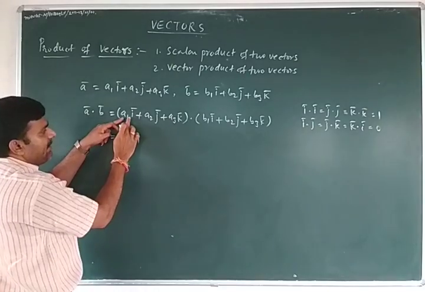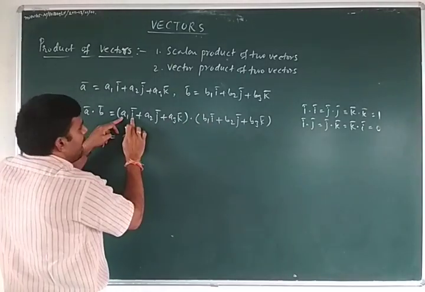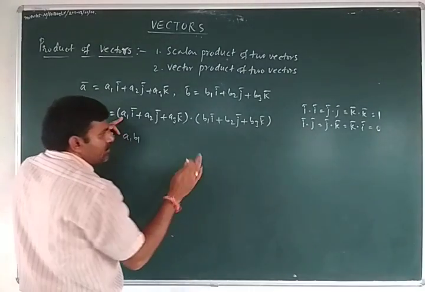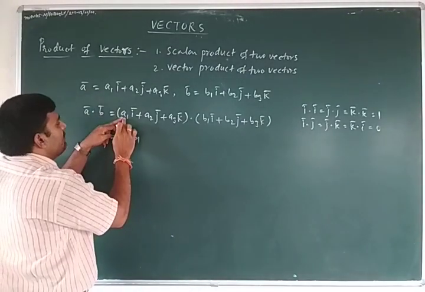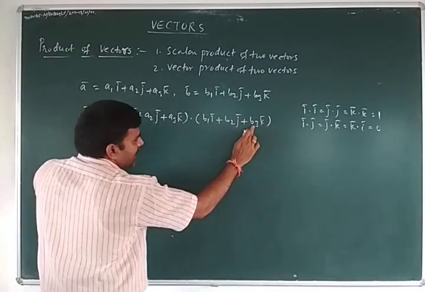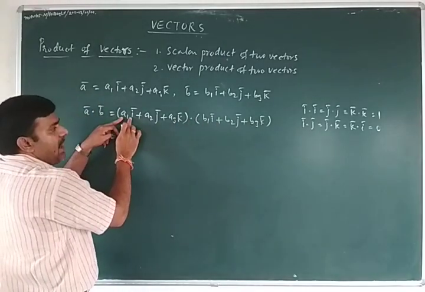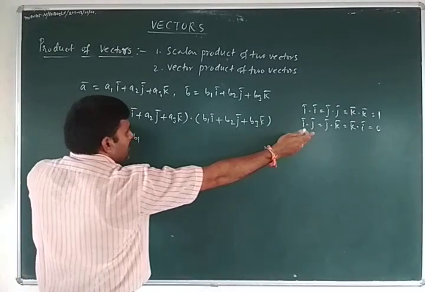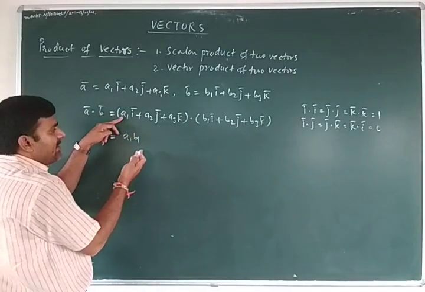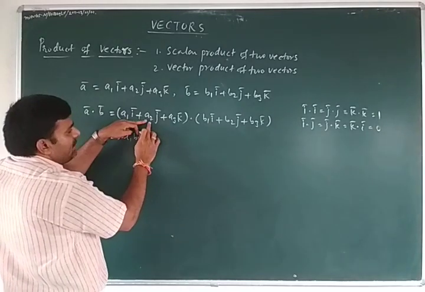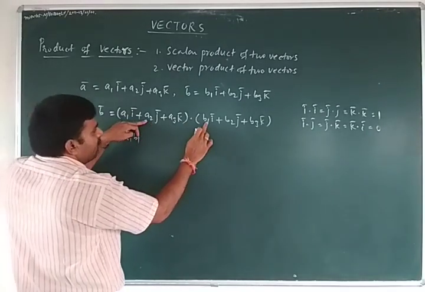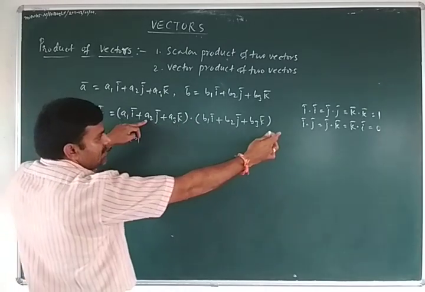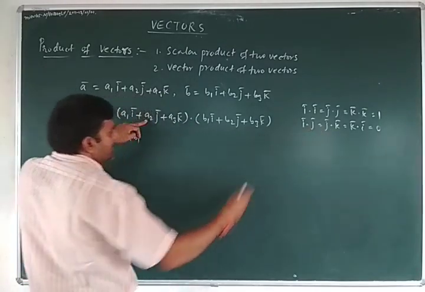B1. Similarly the remaining: A1 B2 I bar dot J bar. I bar dot J bar value is 0, so that's why I am not writing that one. Similarly here A1 B3 I bar dot K bar. I bar dot K bar value is 0, so that's why I am not writing that value here. Similarly now with J bar, this one into this one: A2 B1 J bar dot I bar. J bar dot I bar value is 0.